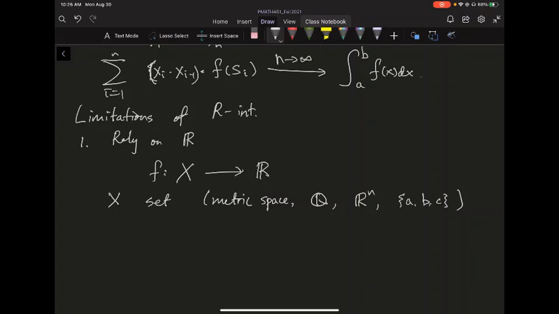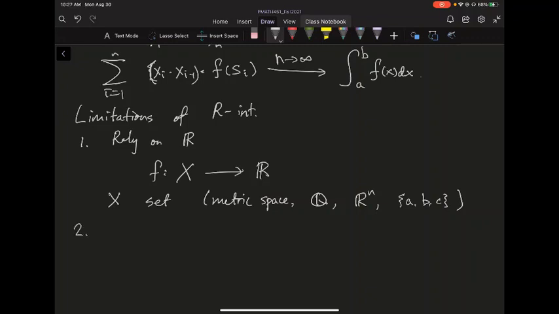And we want to make sense of an integration for such a function. And it's very difficult if this set X is not equal to R. And probably in your second year calculus, you learned how to do integrations on Rn. But if you think about it, if you take a function on the rationals, for example, there's not a good way of defining the Riemann integral. So the Riemann integral is really limited to this structure of the real line.